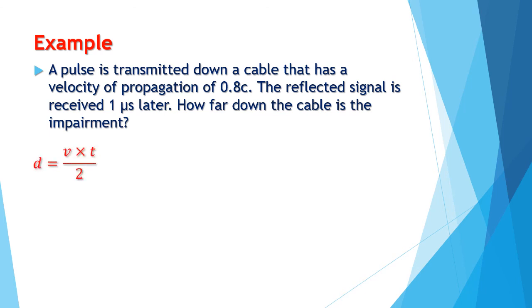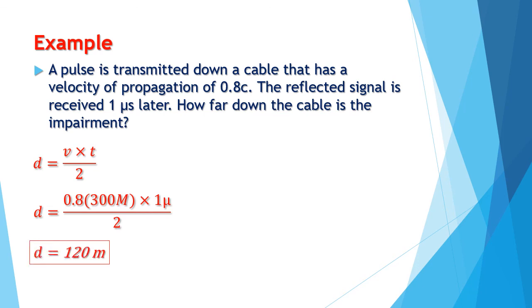So of course, we're going to use this formula for our TDR, time domain reflectometry. The distance from the source to the impairment is equal to the velocity of the signal times the time difference between the first signal and the reflected signal divided by 2. Never forget the divided by 2. So let's plug in all the given into our equation. So we have d, the distance, is equal to 0.8 times the speed of light times 1 microsecond divided by 2. And then we calculate that, we'll have our answer. The distance is equal to 120 meters. So from the source, we'll measure 120 meters and we can detect where in the cable is the impairment.